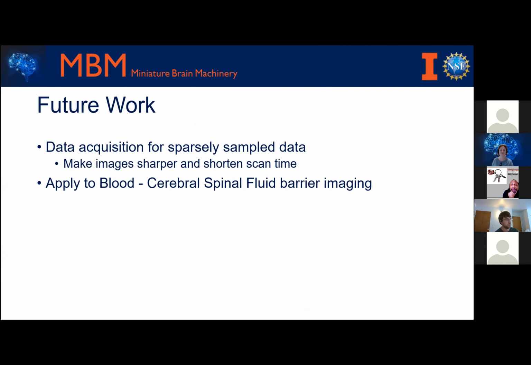So next we hope to achieve the data acquisition using the sparsely sampled data. And this should make the images sharper as well as shorten the scan time. And then we hope to apply this to blood cerebrospinal fluid barrier imaging so we can measure how much CSF is being created from the blood.